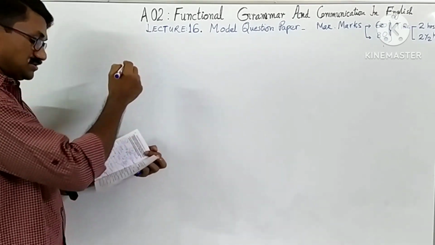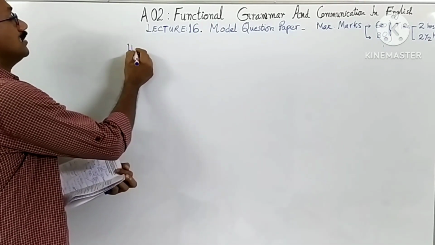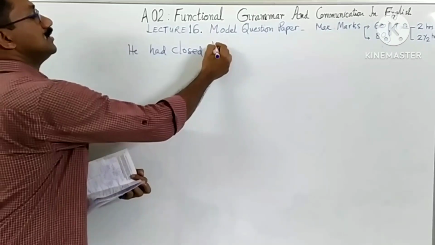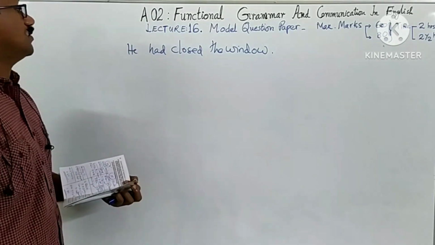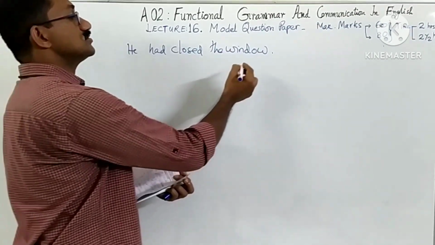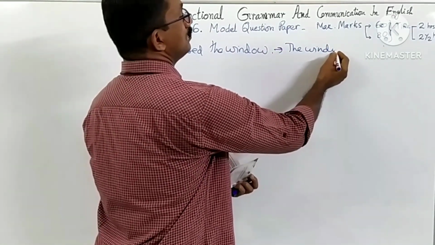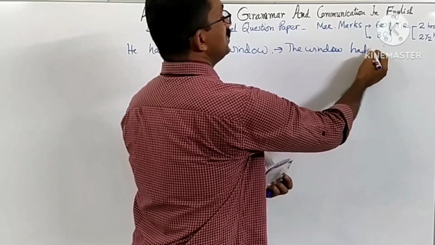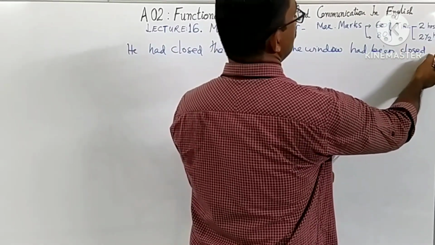Rewrite into passive form. He had closed the window. The window had been closed. Answer: the window had been closed.